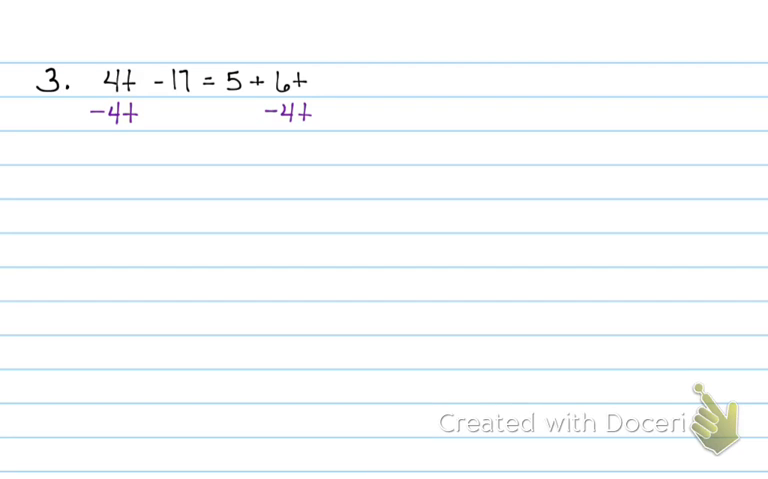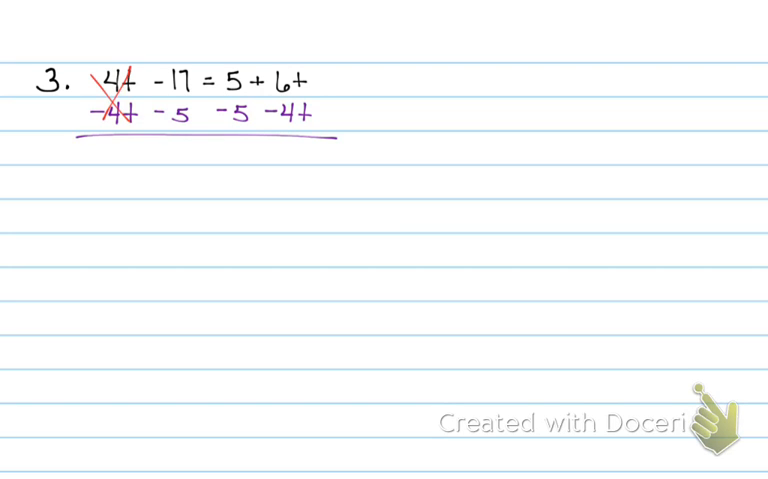So if I subtract 4t, again, it's that swing motion. If I move my t to the right, what's going to happen to my 5? I move my 5 to the left side, to the other side. So subtract 5 from both sides.